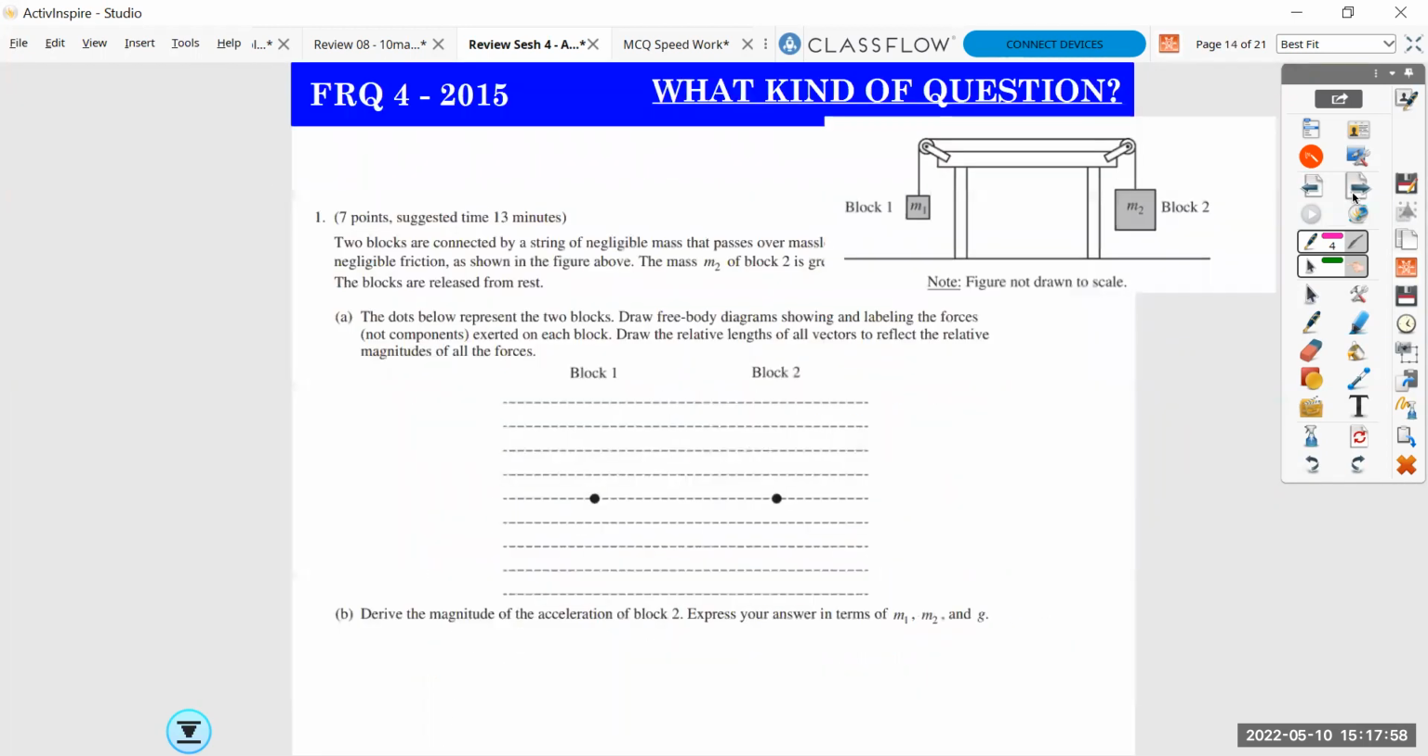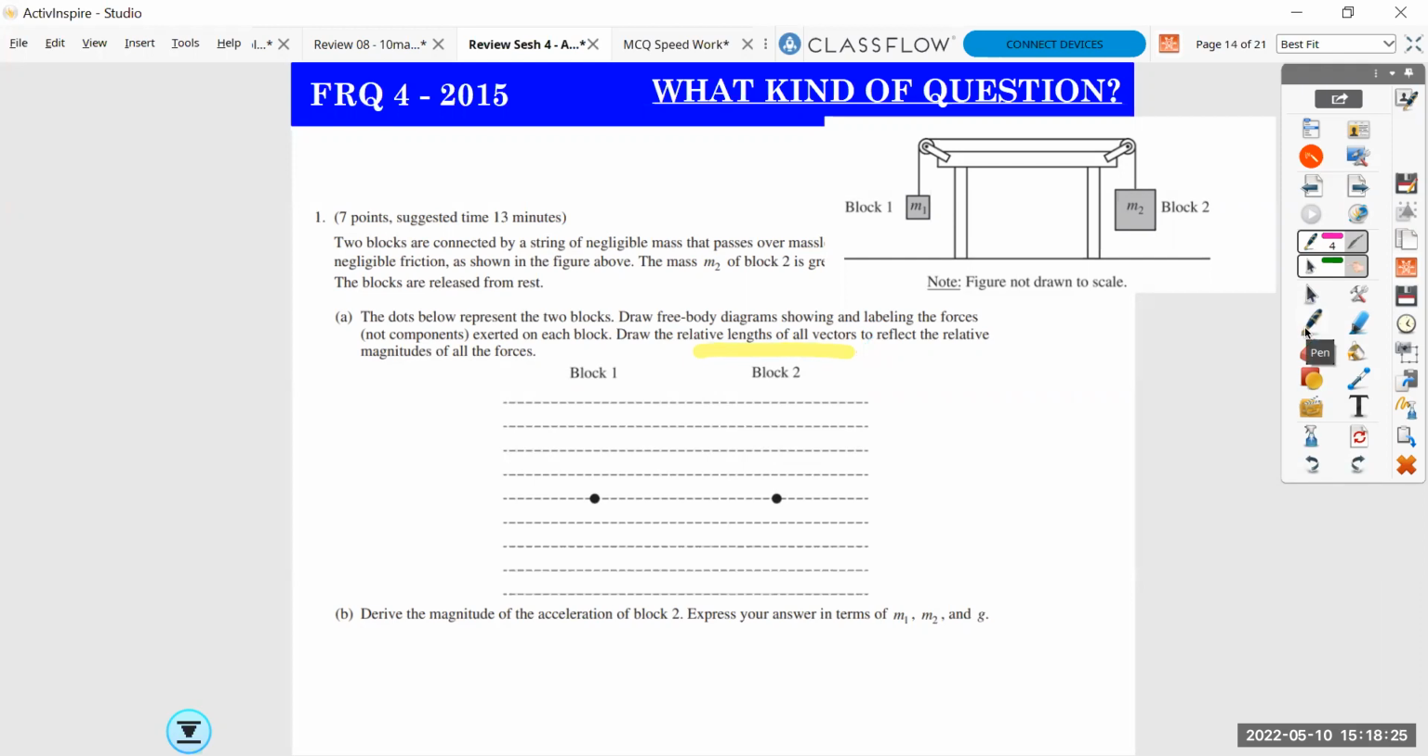All right, on to our Atwood machine one here, another Atwood machine. We've got here an Atwood machine. The mass of block 2 is greater than the mass of block 1. So I want to draw some free body diagrams. They are careful to say here, the relative lengths of vectors should be consistent. That is, if one vector is drawn bigger than another, it should be because the force is bigger.